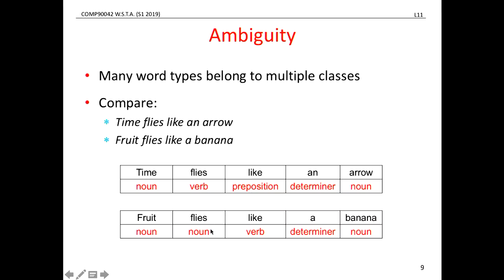So being able to say each word, this one is definitely a verb, and this one is definitely a noun, that just doesn't work. Language is ambiguous. You often have words that can fit into 2 or 3 or 4 different classes. Flies and like are not that uncommon in that way.